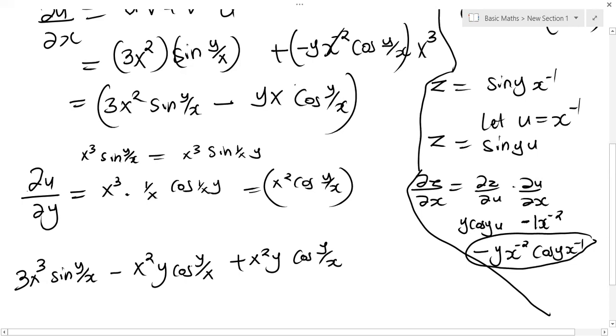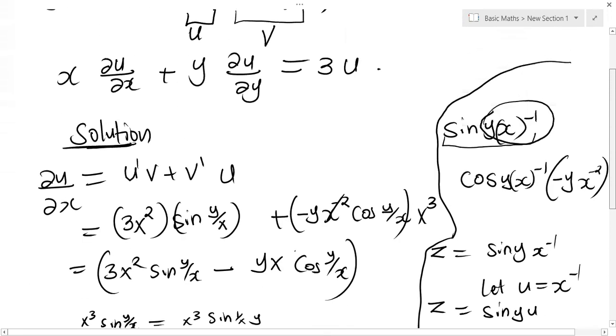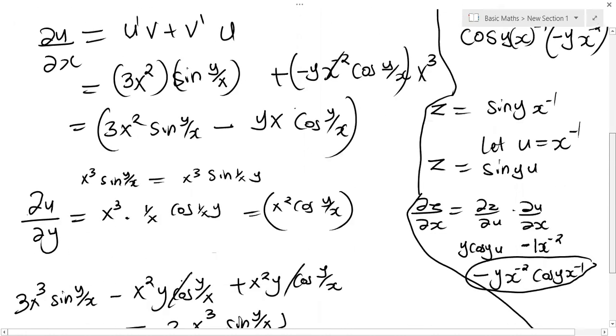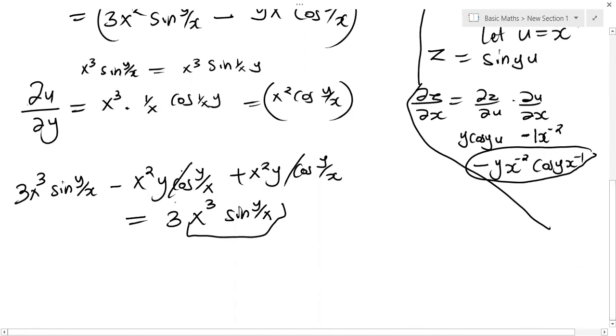So let's see. Now this and this will cancel, and then we will have this being equal to 3x cubed sine y over x. But what was the value of u? The value of u was x cubed sine y over x. This was the value of u initially. So the whole of that is u. Hence, the whole of this is equal to 3u. Hence the proof.